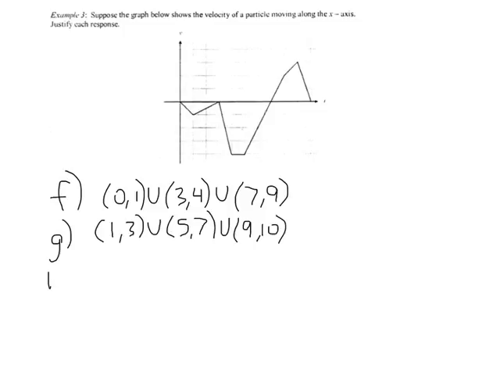Part H, when is the particle moving the fastest? That's going to be when the overall number, don't worry about positive or negative, but just the overall number, is the biggest, and that's going to be for this chunk right there, and that's from 4 to 5 seconds. And that also happens to be moving at a constant speed. The number part there is not changing. So part H and part I will have the same answer.